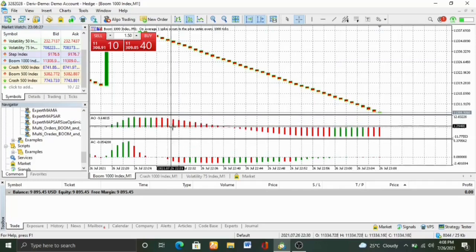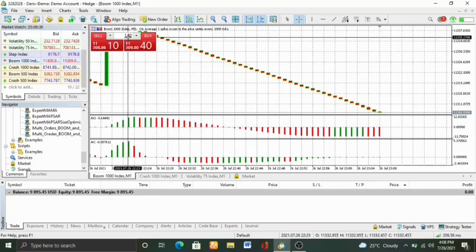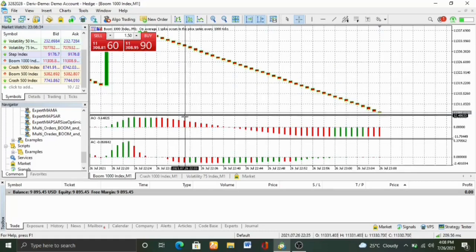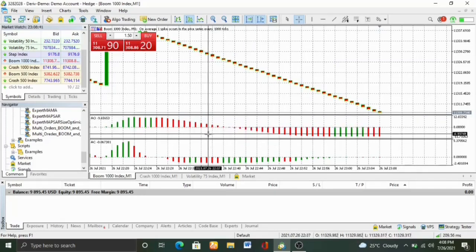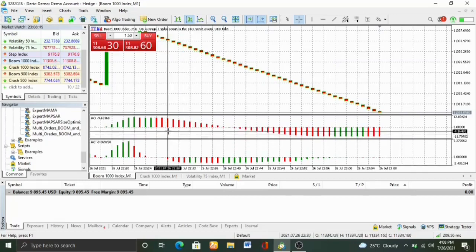You can use whatever lot size, but I advise that you use a smaller lot size. All right, so don't go too greedy, don't be too deep. Just use a little lot size. Okay, so that is it, guys. Just these two indicators. If you know how to use them, you will make good profit.